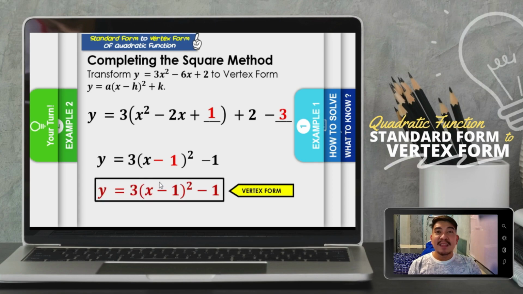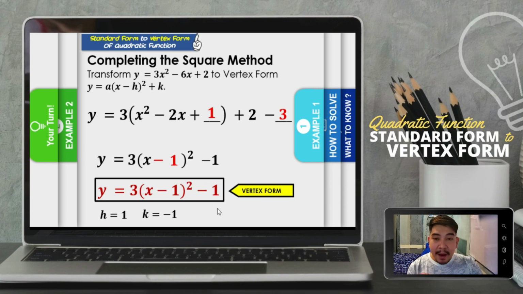So we can now say that the vertex form will be y is equal to 3 times the square of the binomial x minus 1, minus 1. So what will be the value of h here? The value of h, we just need to get the number and then change the sign. So this is negative 1, change the sign. The value of h will be 1. How about the value of k? The value of k will be just negative 1. We just need to copy the term outside the parentheses, which is negative 1.